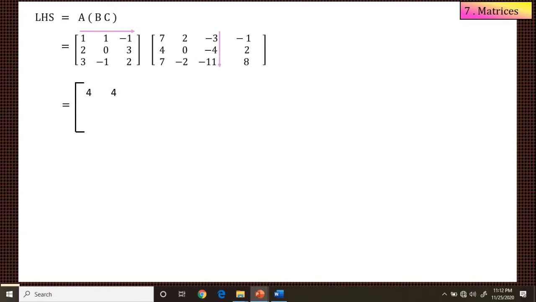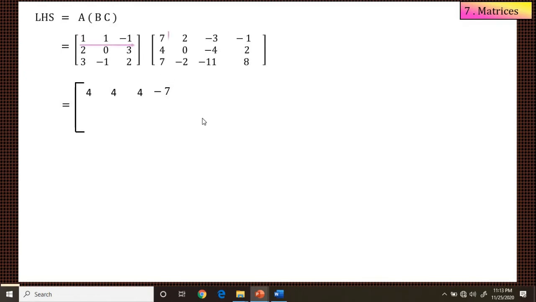With the third column elements, again you will get 4. Now last column elements, if you operate, you will get minus 7. So this gives the first row elements of the multiplication. So now to get the second row elements, we have to operate second row with first column elements.